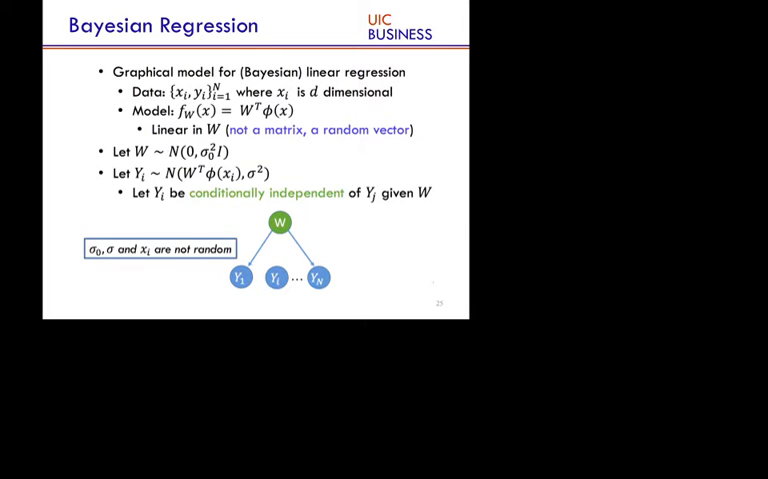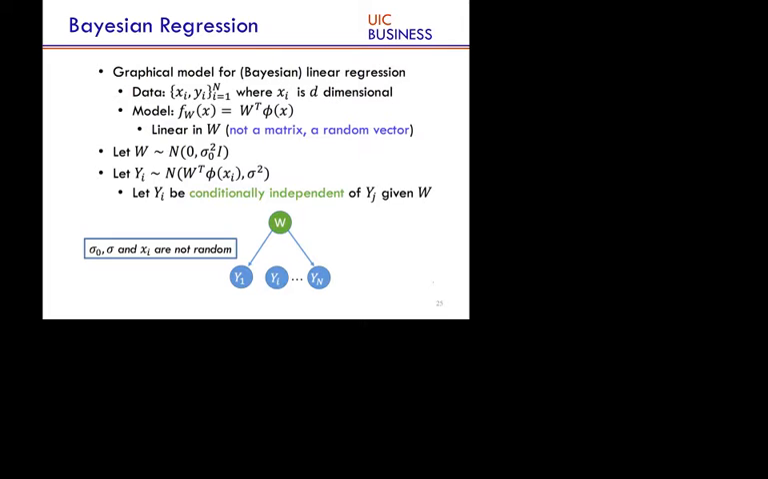So yi only depends on w. It doesn't depend on yj. Conditioned on w, yi is not dependent on yj, but yi is not independent of yj in general. You can't make that statement. They're tied together by this node w. And these other things we are assuming are not random in this model. So it's a very similar structure to naive Bayes, but the interpretation is different.